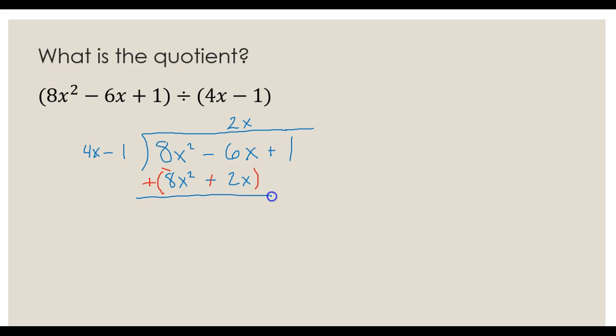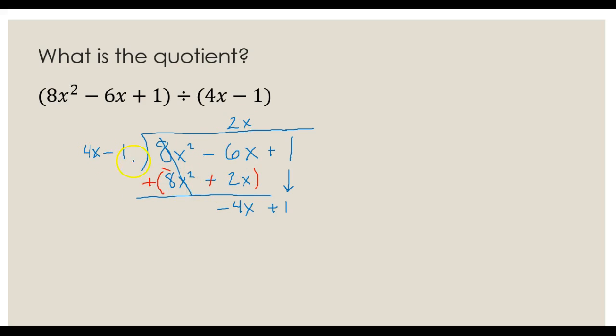If we subtract 8x squared from 8x squared, of course we get 0, and that's our goal here. We're just trying to get 0. We're trying to get that first term canceled out. And then negative 6x minus negative 2x. Minus negative is plus. Negative 6x plus 2x is negative 4x. Then we bring down the next term in the line, and we do it all over again.